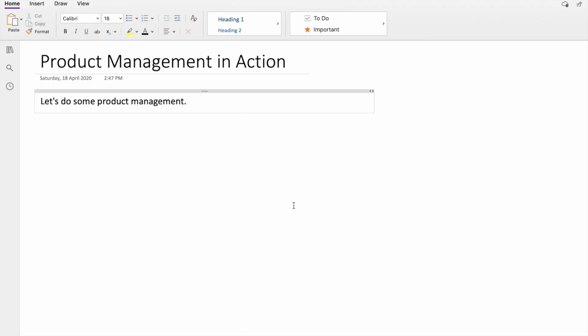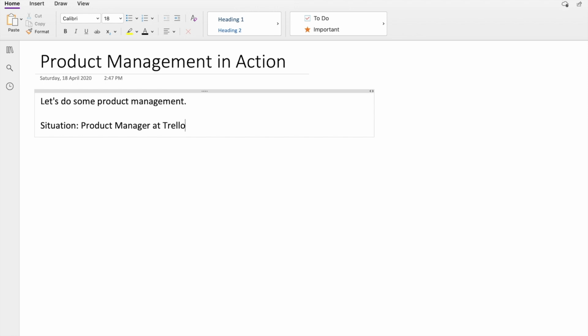Hey everyone, in this session, let us do some product management in action. So in this session, I will consider myself as a product manager at Trello. Now those who know, Trello is a project management tool for small and medium businesses, and it is a pretty popular product in this area, and it's a very simple product.